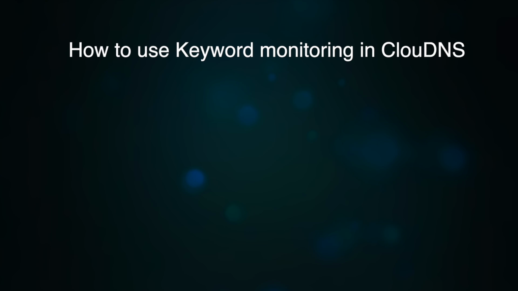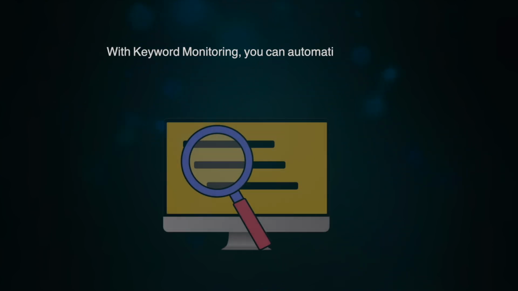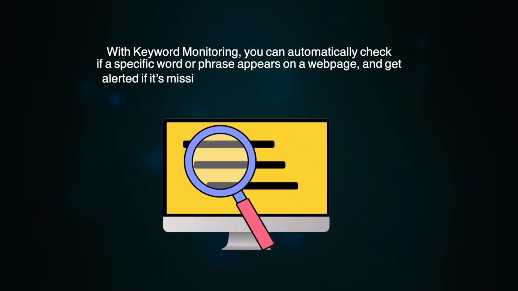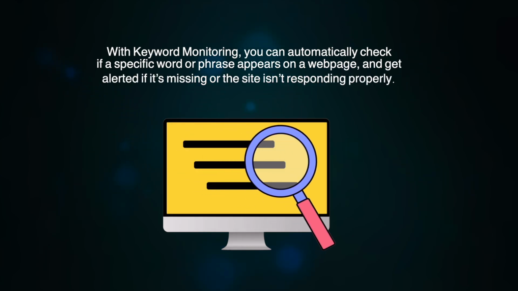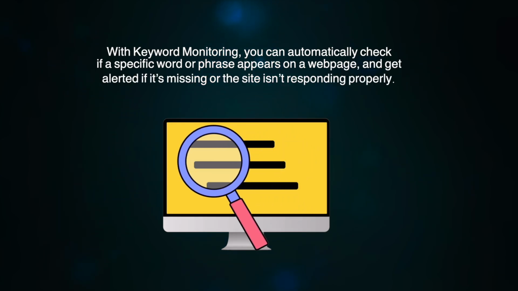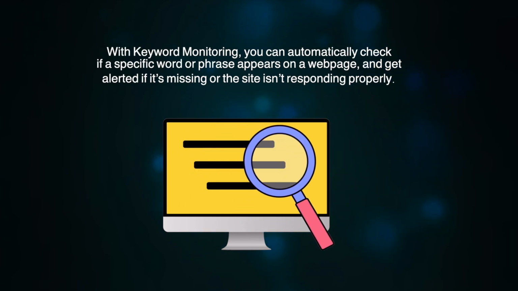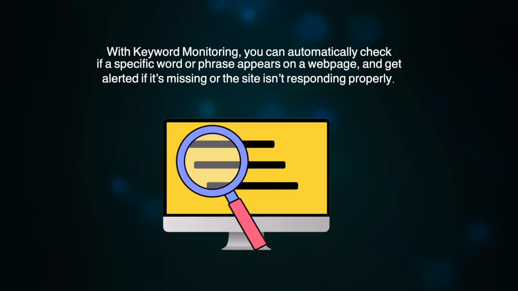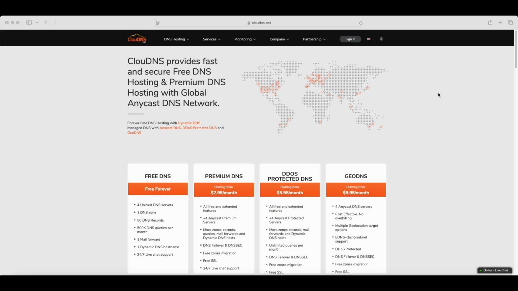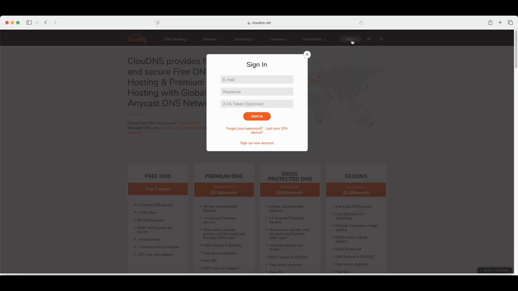Hello. In this video, we will show you how to use keyword monitoring, which is part of the ClouDNS monitoring service. With keyword monitoring, you can automatically check if a specific word or phrase appears on a web page and get alerted if it's missing or the site isn't responding properly. It's a great way to make sure your web content is loading as expected and to detect problems before your visitors do. To create a keyword monitoring check, log into your account.